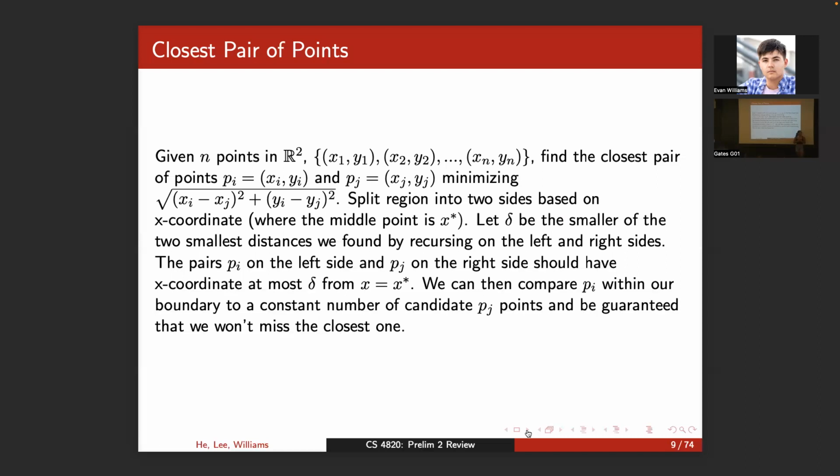Also, there's a bound on the number of points that can be in that section. I guess I'm asking, how does that bounding exist? Because when you go on the left side, you find the closest pair of points on the left side, which is distance delta, right? Then if you make your margin delta wide, you can guarantee that there are at most 12 points within those margins, because if there were more than that, there would be points closer than delta together, which contradicts your assumption.